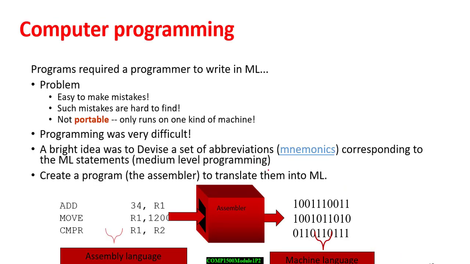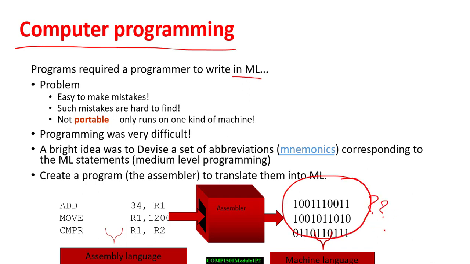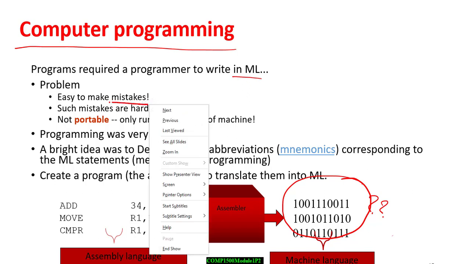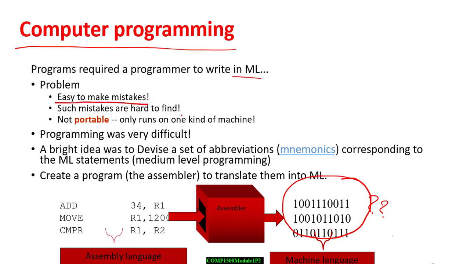So computer programming, as you can see here, we are talking about machine language. But how can I program this way? Can we program in machine language? Imagine inputting zeros and ones. Well, they used to do that. It was easy to make mistakes. It was hard to find the mistakes, and it was not portable, meaning if you do it in computer X, it will not run on computer Y. So this made programming very difficult.